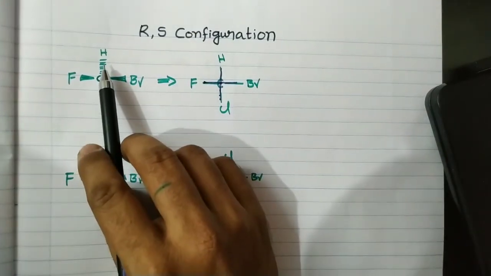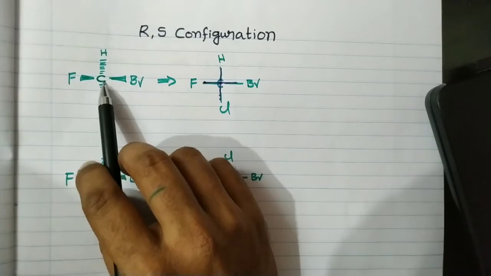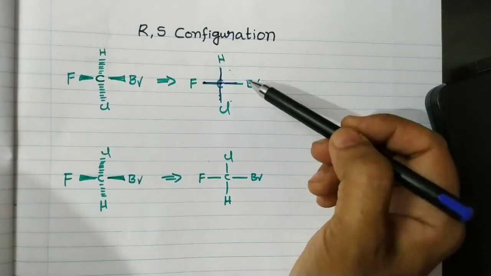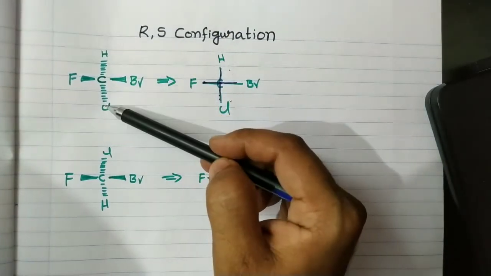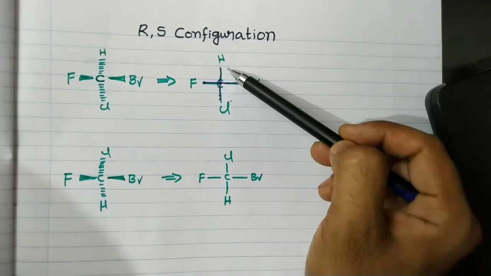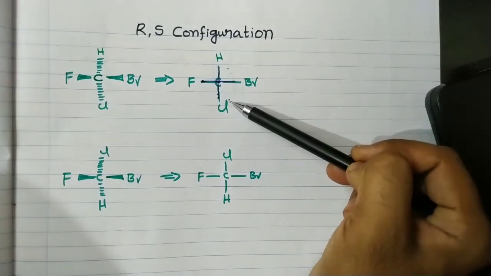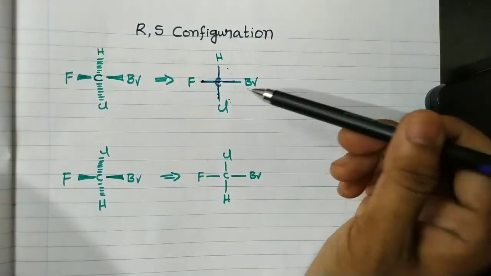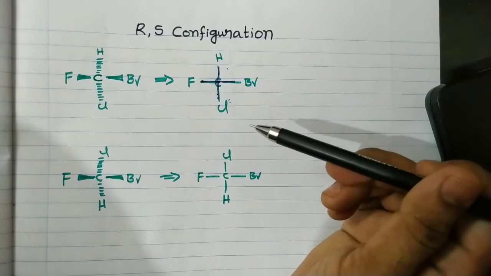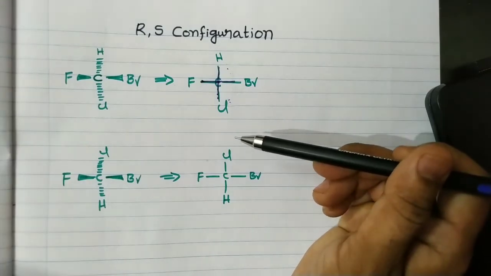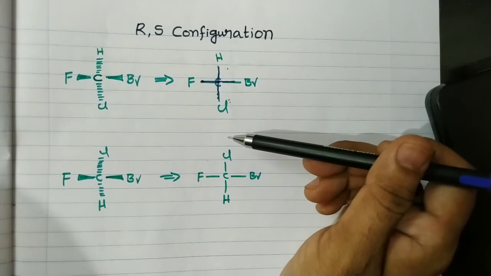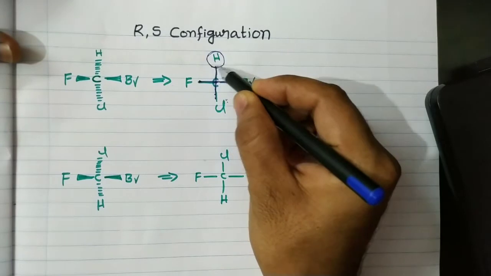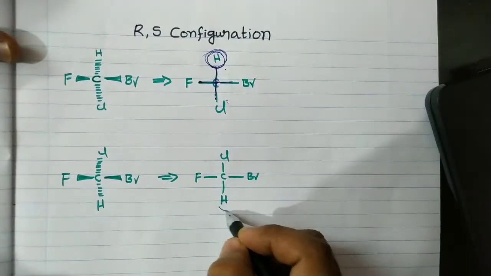In a 3D molecule, whatever groups are below the plane must be present on the vertical line. This is the main key point. Whatever groups are below the plane must be written on the vertical line in the Fischer projection formula. And here bromine and fluorine are above the plane, so these groups must be written on the horizontal line. Like in 3D molecules the least priority group must be below the plane, here also the least priority group must be on the vertical line, that may be top or bottom.